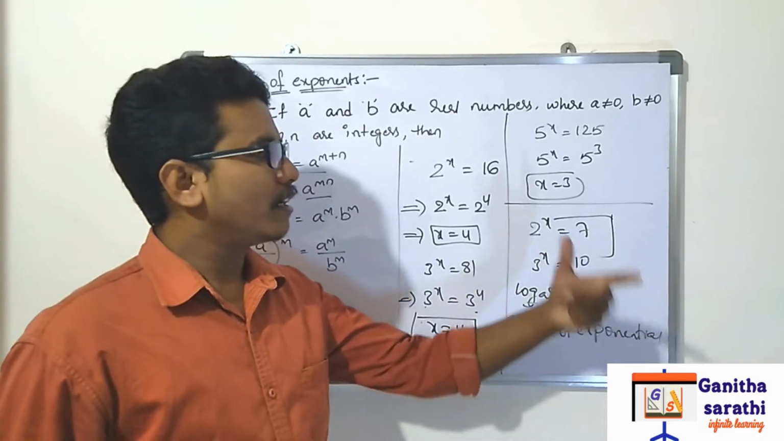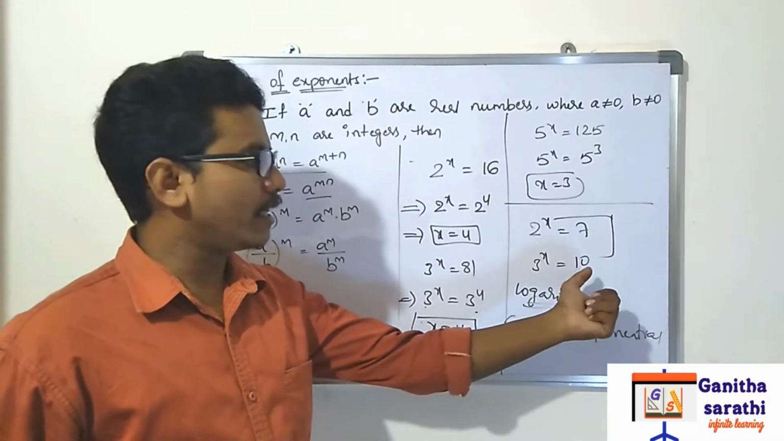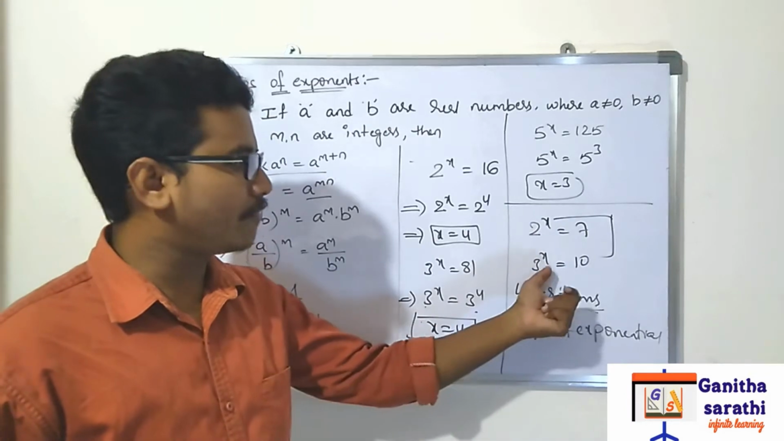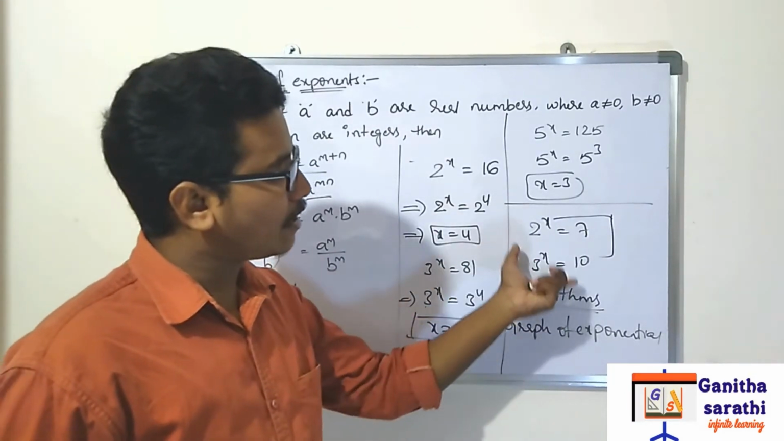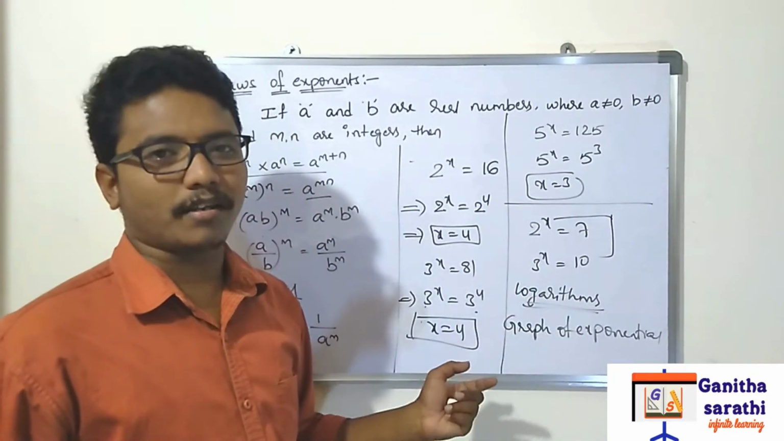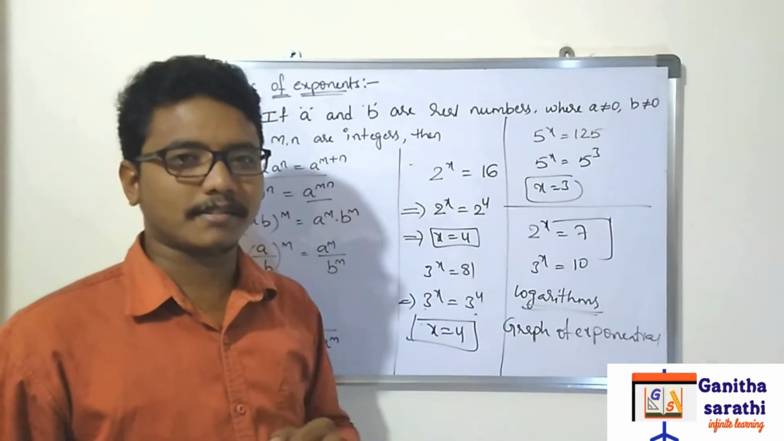Because 10 can't be raised to the power of 3, we can't write 10 in the power of 3. So we can't find the value of x. For finding these kinds of values, we will use what? Logarithms. Okay. Now we will discuss logarithms.